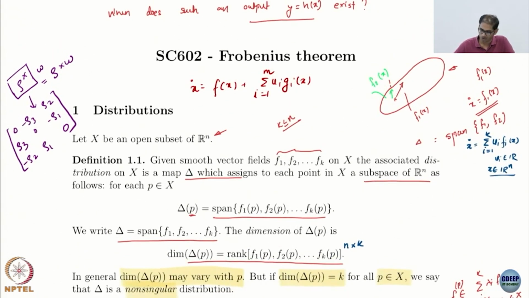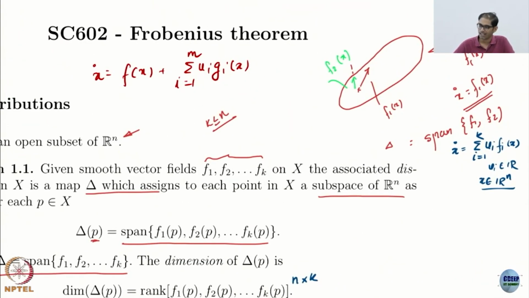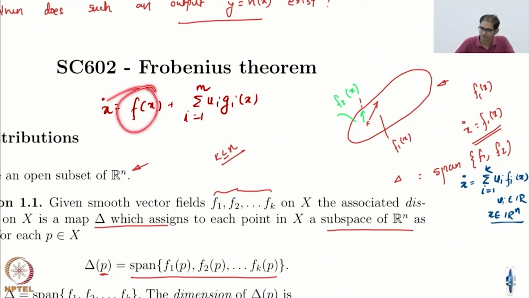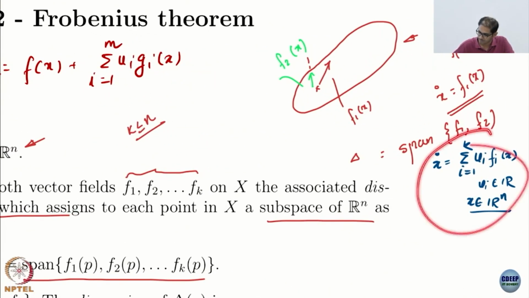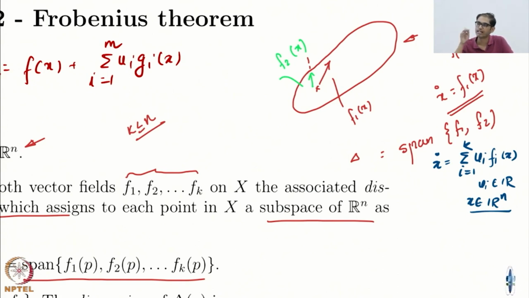And what is the purpose of all this mess? Let's suppose there is no f, then you have a system which looks like this. And you see, at every instant, by choosing a control, where can you move? At every instant, what is the direction of your velocity?